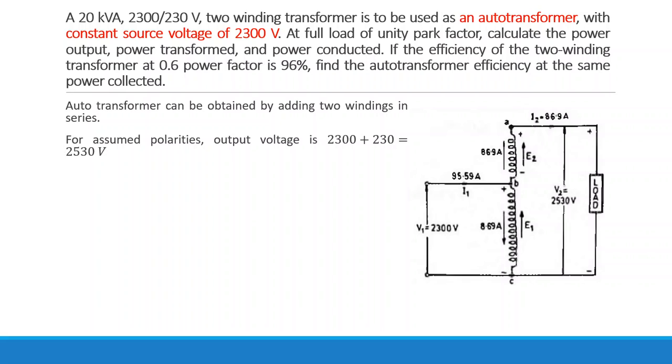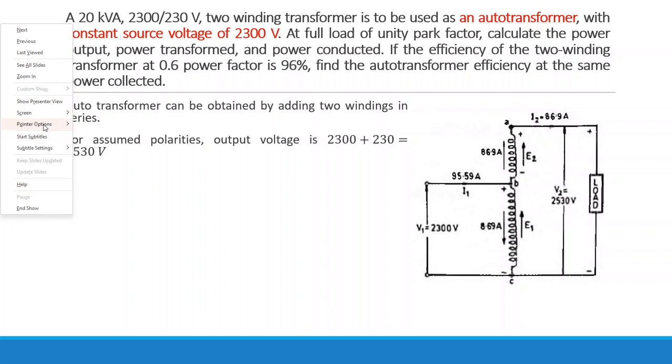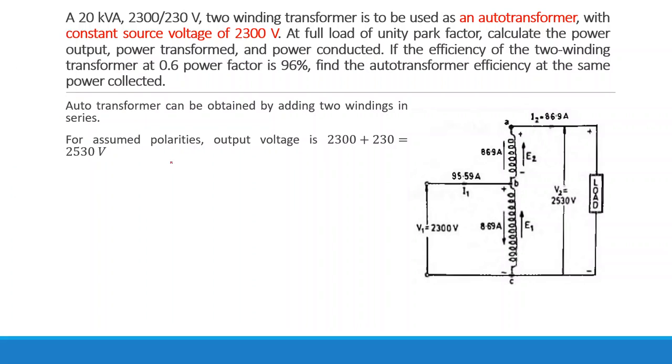Okay, so we have obtained this voltage for the given polarity. Polarity is marked by us. For this, how much did you get? You are going to get 2530 volt. I think this is quite clear to you. So we got 2530 volt, that is going to appear across the load. Then we are going to calculate the rated current in the HV winding. How can it be calculated? The power rating is given for the two winding transformer. It was 20 kVA. So 20 kVA divided by the voltage will give you the current in that winding.